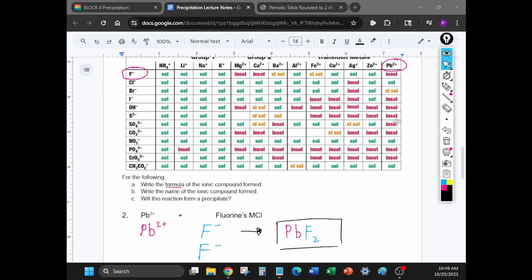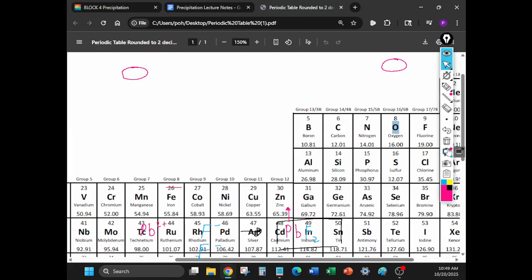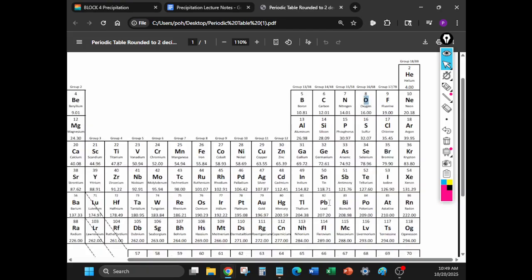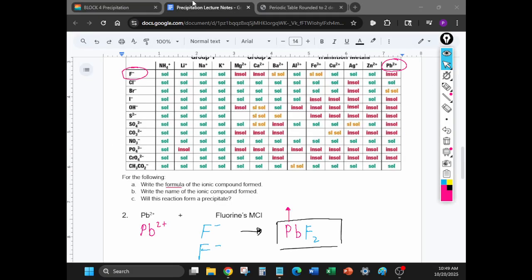So for the name, we're going to do the same thing as before. We're going to take the positive and then the negative. Let's start with the positive. If we take a look at Pb on the periodic table, it's right over here. Okay, and the name is lead. So we're going to write down lead for the name.